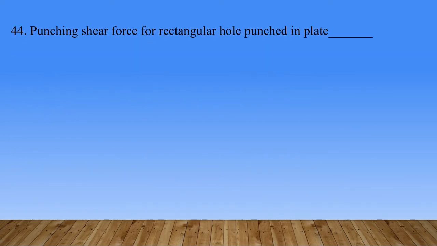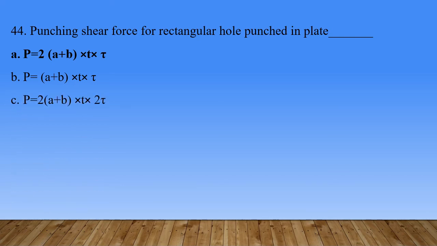Question number 44. Punching shear force for a rectangular hole punch in a plate. Option A, P is equal to 2 bracket A plus B into T into tau. Option B, P is equal to A plus B into T into tau. Option C, P is equal to 2 into bracket A plus B into T into 2 times of tau.